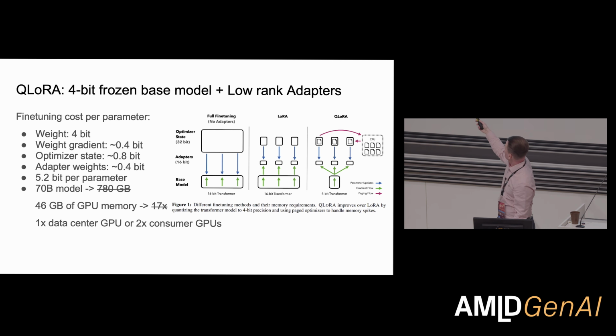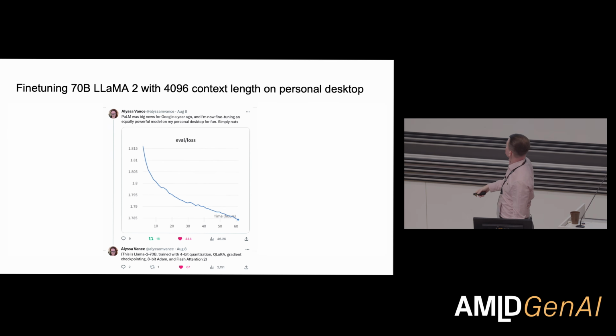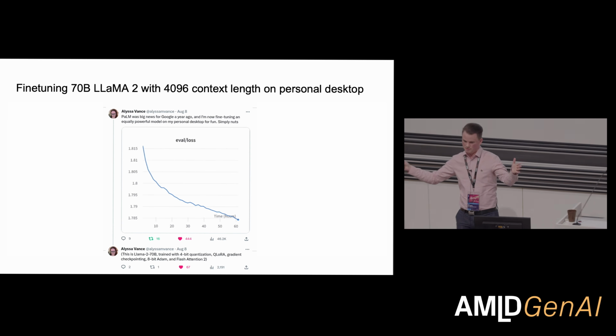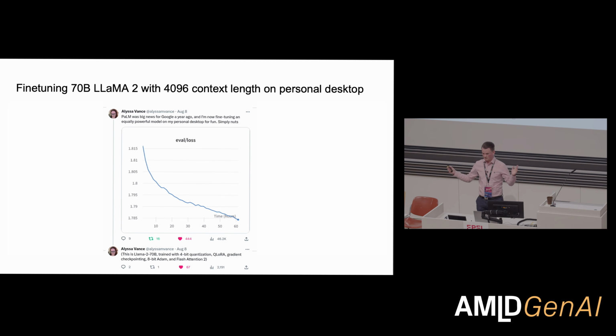Someone on Twitter that's very active in the local Llama community, Alyssa Vance, she actually also fine-tuned a 70 billion model with context lengths of 4,000 tokens. So this is like to the max, and she does it on a single consumer GPU. And this is very impressive. Just a couple of years ago, that was the biggest model with equivalent performance that you see in industry. So with these techniques, you can very quickly have access to very large and powerful models. And yeah, that is the motivation. We want to reach this with QLoRA.